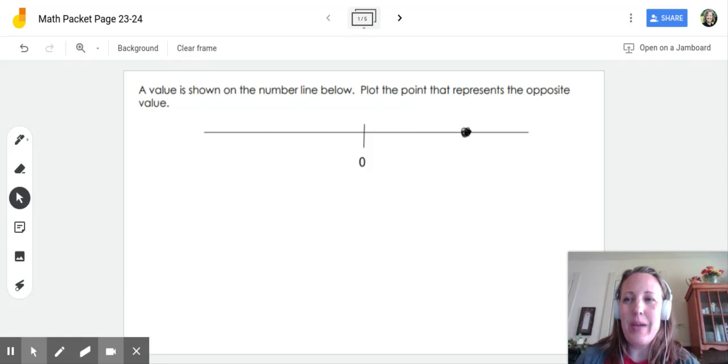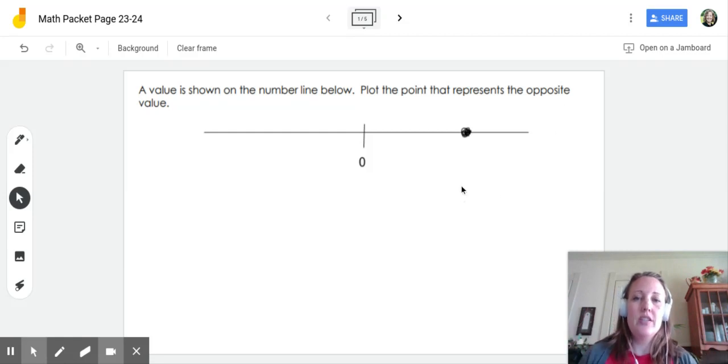We are in your math packet, and I'm actually going to try to cram page 23 and 24, all of those problems into this video. So I'm going to talk fast. Ready? Okay, so the first one says a value is shown on the number line below. Plot the point that represents the opposite value.